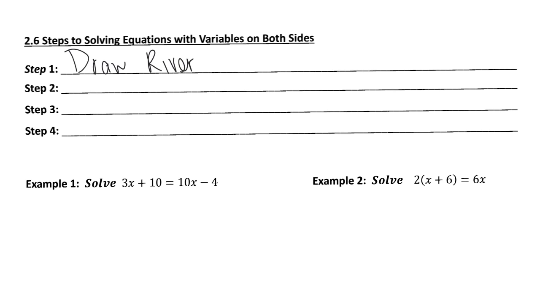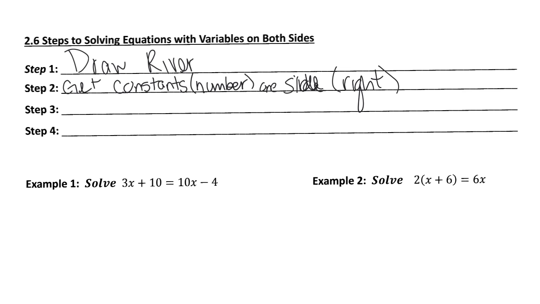Then after we draw our river, we want to get all of our constants, all of our single numbers, on one side. In case you forgot, those are numbers, on one side. Doesn't really matter what side. I normally put it on the right side of the equation.